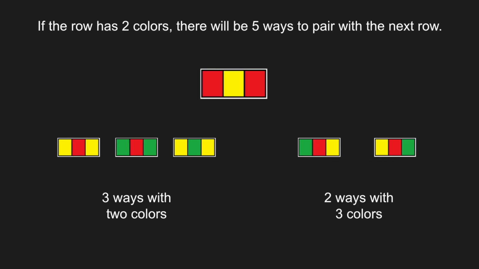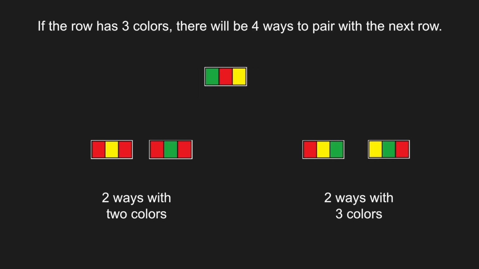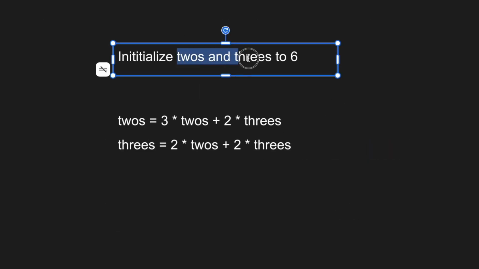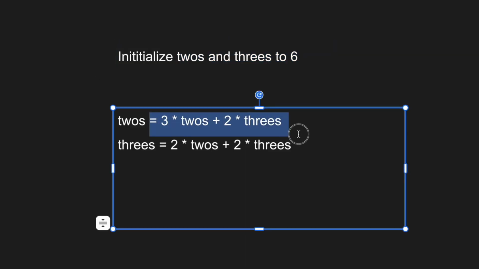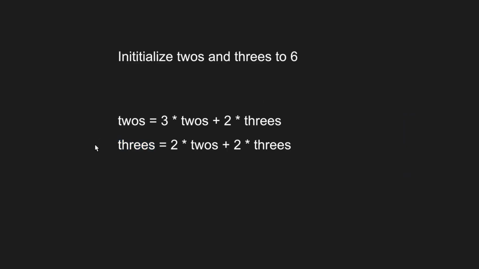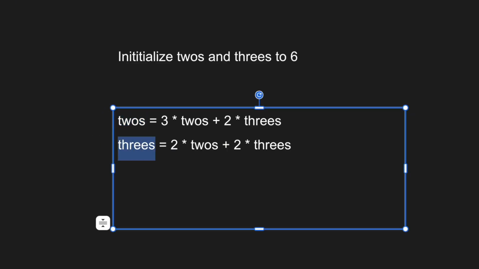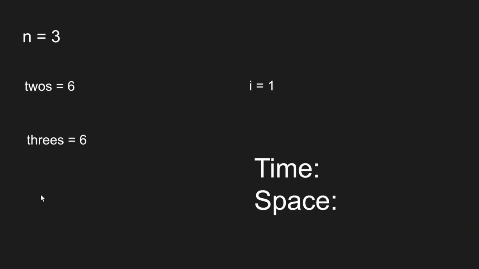So now that we know the ways that we can expand to the next row, we can initialize 2s and 3s as 6, and as we iterate through, we can use this formula to keep track of the number of 2s and number of 3s. In the end, we can add up these two numbers, and that will be the number of ways that we can paint the grid. So let's go over this example real quick.